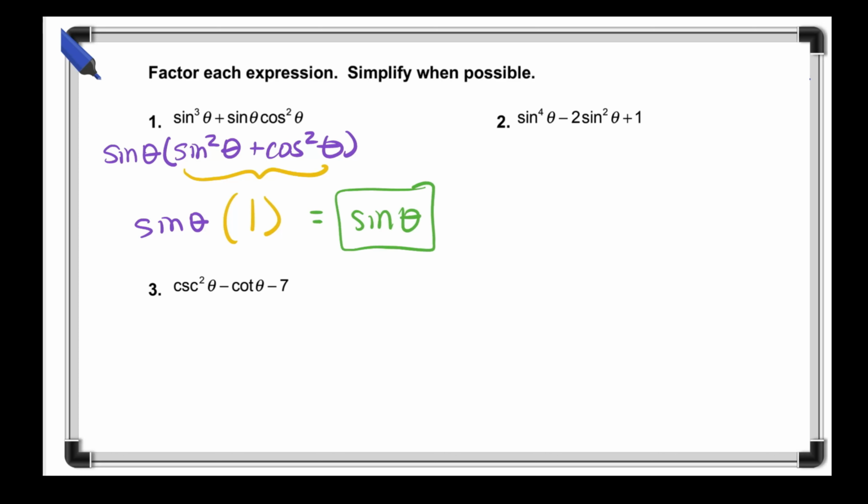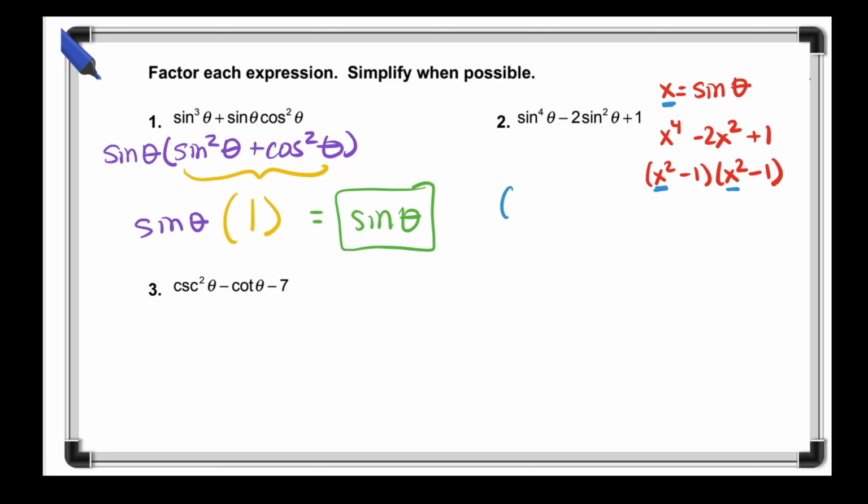Okay, so in question number 2, let me figure out what I have. What if instead of having sine of theta, I said that was the same thing as x? So if I said this is x to the fourth minus 2x squared plus 1, that might make it easier for me to factor. So I know that would be x squared minus 1 and x squared minus 1. Then I'm going to look at my x's now, and I know that my x's were really sine, so I could replace that.